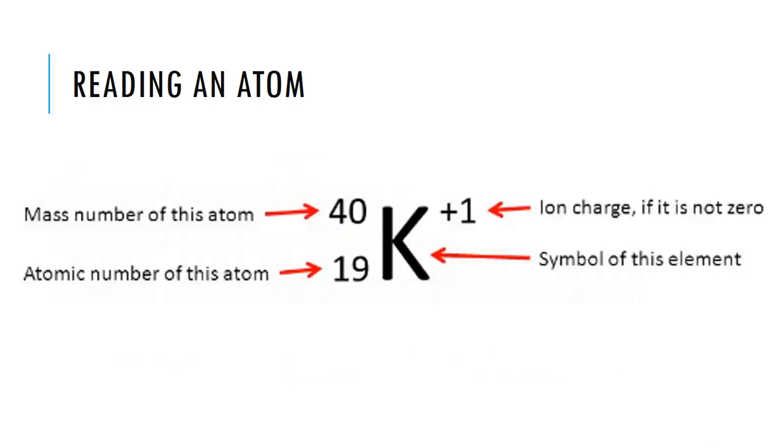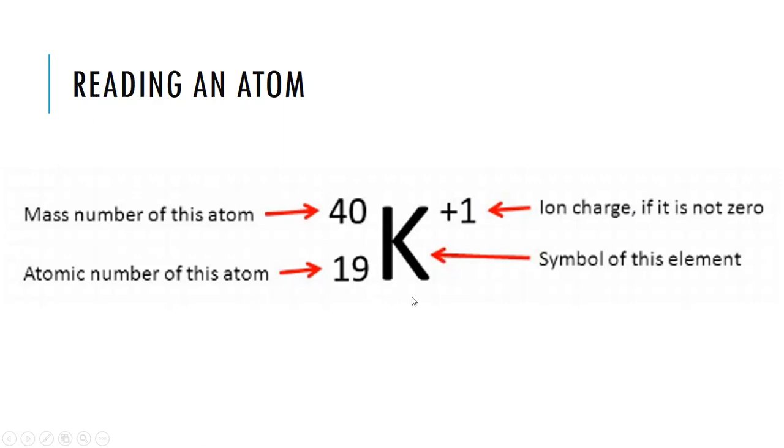Before we look at examples, we have to know how to read an atom properly. If you have the symbol plus these three numbers, here is what they are. This is the symbol of the element, K for potassium. The upper left-hand corner is the mass of the atom. In this case, potassium has a mass of 40. The atomic number of this atom is 19. And the charge, if it's not zero, will be here. If it's zero, there might not even be anything there. In this case, the charge is +1.